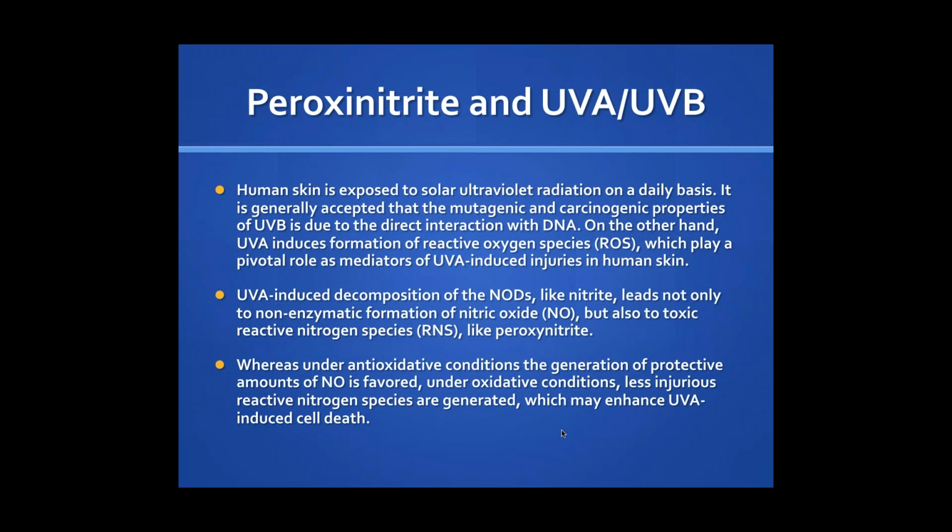So basically what they're saying is if you have high levels of reactive oxygen species like superoxide and peroxynitrites and you're exposed to UVA, it's going to make it worse. But if your pathway is working correctly, then you're actually going to increase nitric oxide and have no adverse effects from the UVA and UVB exposure.